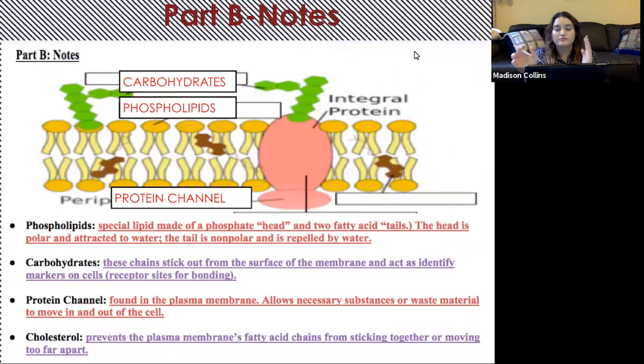So what ends up happening is this bilayer is actually pretty susceptible to temperature change. And when it's cold, those phospholipid tails or those fatty acid tails are going to stick together super tightly. And when it's more hot, they're going to spread out and move farther apart from one another. And the cholesterol prevents either of those things from damaging the cell. So the cholesterol is going to hold on to those fatty acid chains and prevent those tails from either moving too far apart or from sticking too close together.